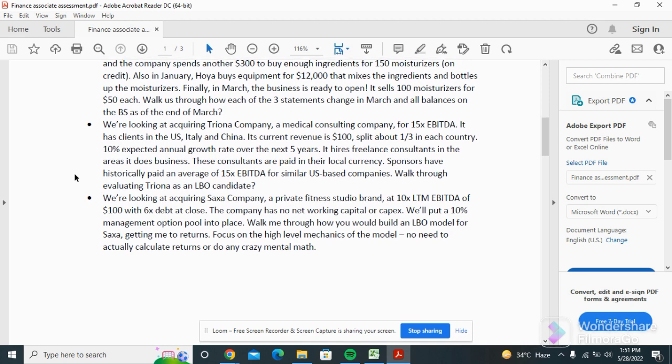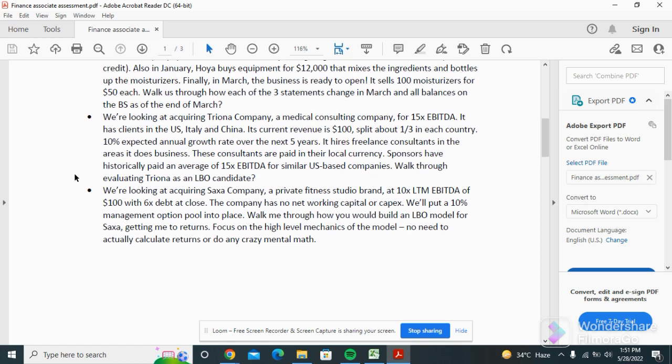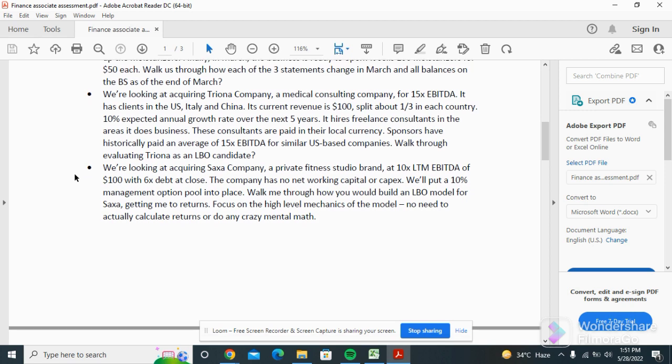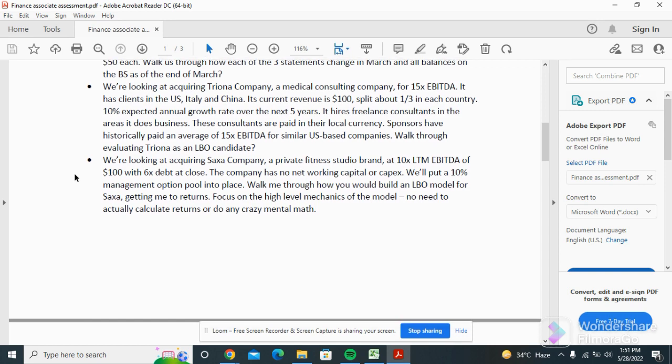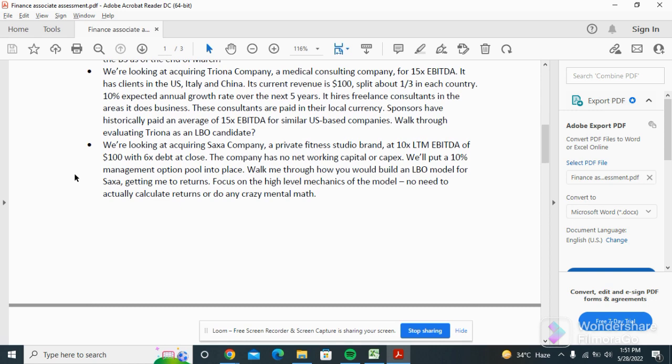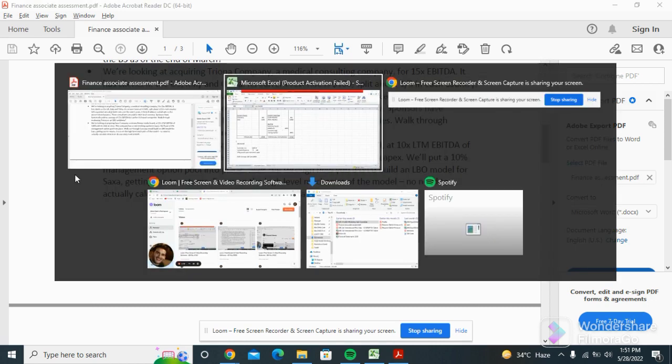earnings before interest, tax, depreciation, and amortization. It has clients in the US, Italy, and China. Its current revenue is $100, which is spread out between all these countries. The expected growth of sales and other cash flows is 10%. It hires freelance consultants in the areas it does business. The consultants are paid in their local currency. Sponsors have historically paid 15 times EBITDA for similar US-based companies. I have to walk through whether it is a good LBO candidate or not.